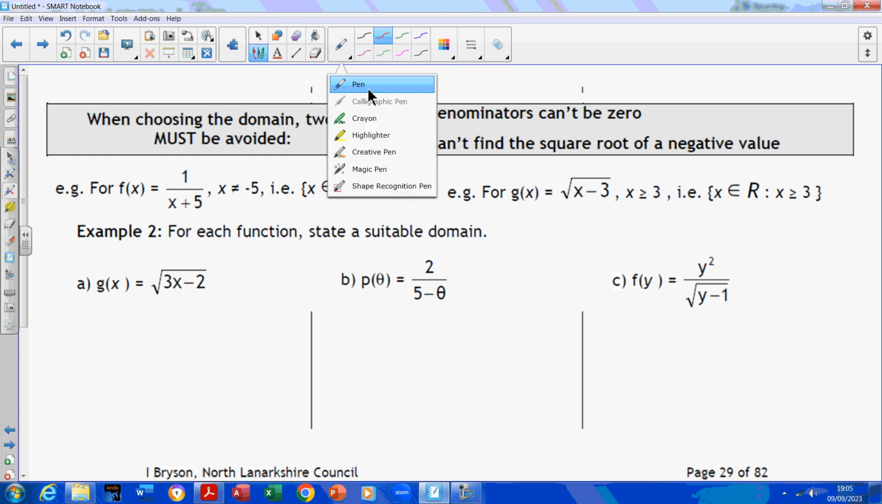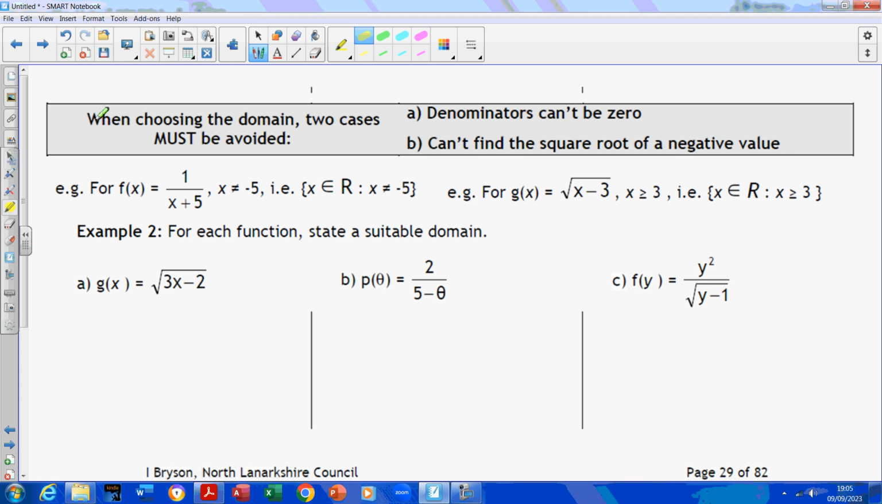The first thing it says is, when choosing the domain, we must avoid 2 cases. The denominator cannot be equal to 0, because you cannot divide by 0. That means share into 0 bits. If you take something and share it into 0 bits, that's a magic trick. Everything disappears, there's nothing there. So that cannot be done. The other thing is, you cannot find the square root of a negative number. Put it in your calculator, you'll get a syntax error or whatever else. So those 2 things define what x numbers you can use.